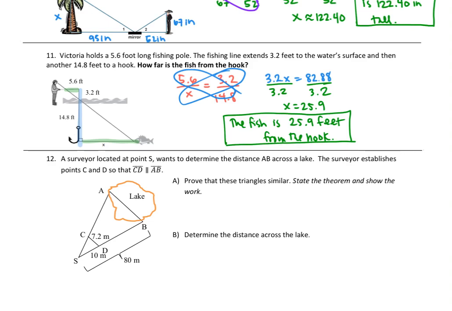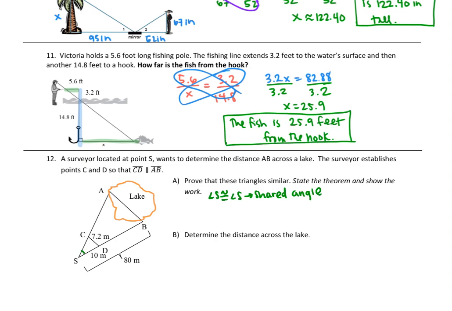Okay, so number 12 says a surveyor located at point S wants to determine the distance AB across the lake. The survey establishes points C and D so that CD is parallel to AB. First of all, we're going to prove that the two triangles are similar. I'm not going to use any of the side measurements because we don't have enough information here, but I do know a lot about the angles. So first of all, I know that angle S is congruent to angle S because that's a shared angle.